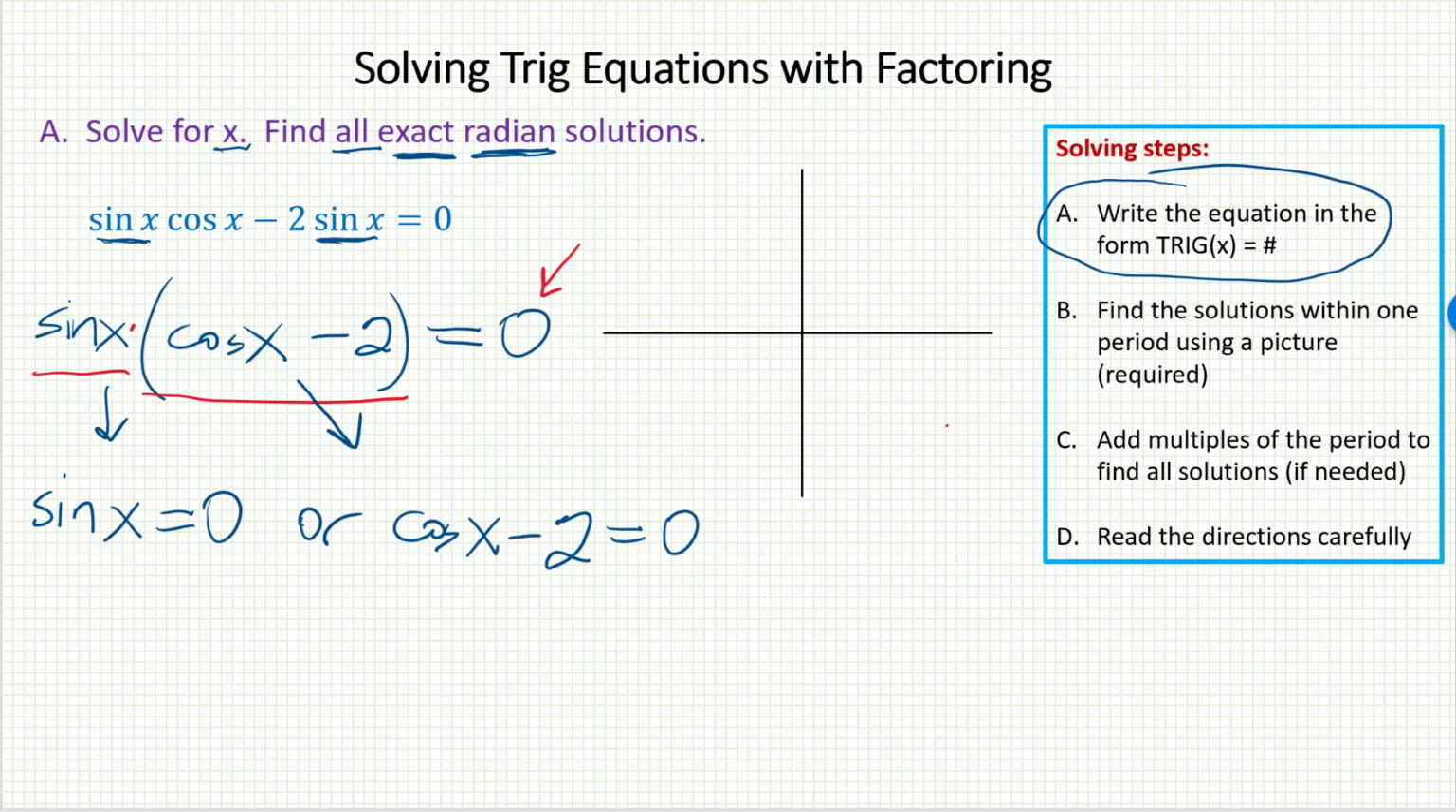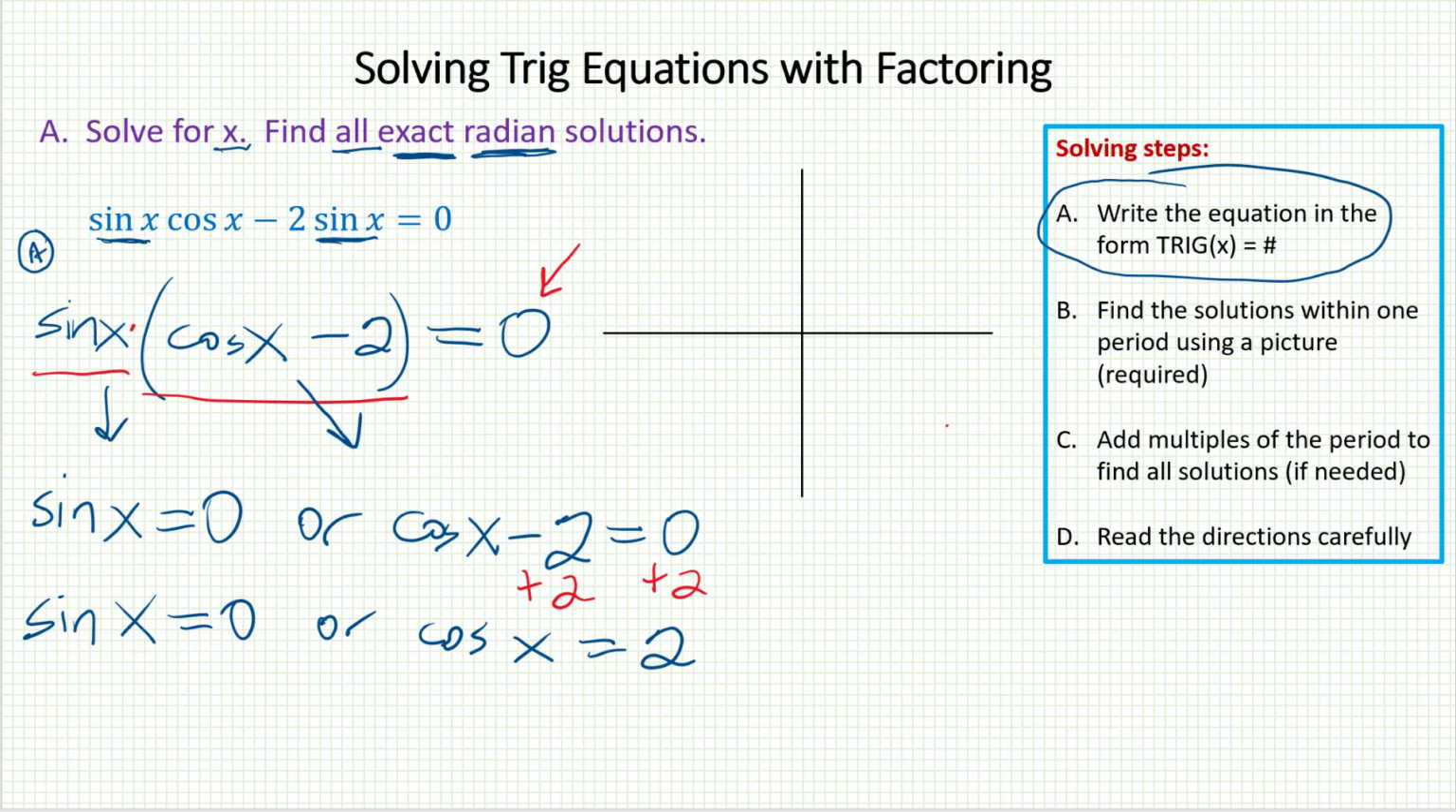Well, here's what's happened. I've taken that complicated trig equation and I've split it into now two more simple trig equations. Look, the first one is already in the good format, trig function x equals 0. And the second one, all I have to do is add 2 to both sides, and then it too will be in that good format, cosine x equals 2. Solve each one of these equations and you will have the solutions that you need. Okay, we finished step A. Let's move on now to step B.